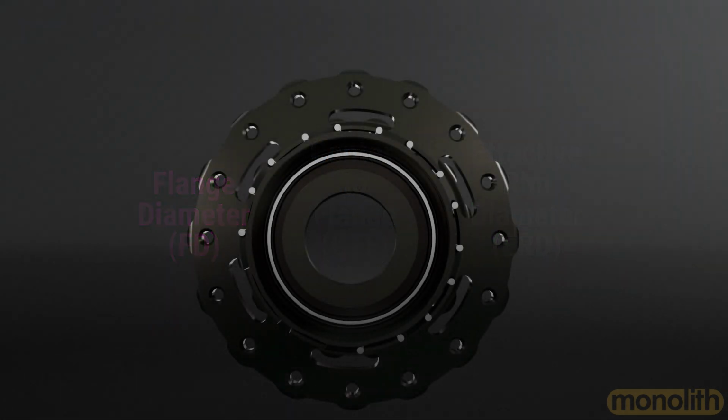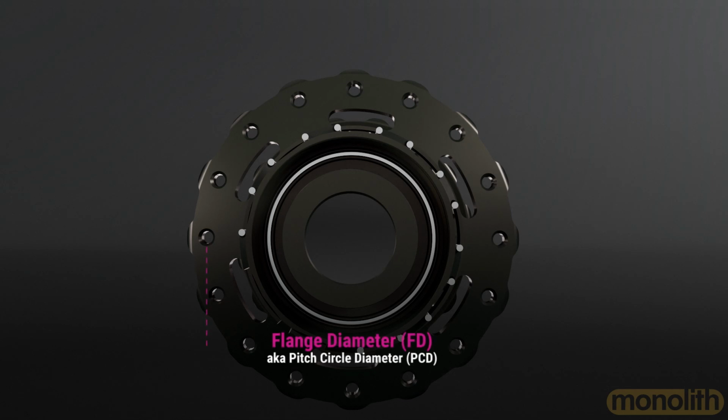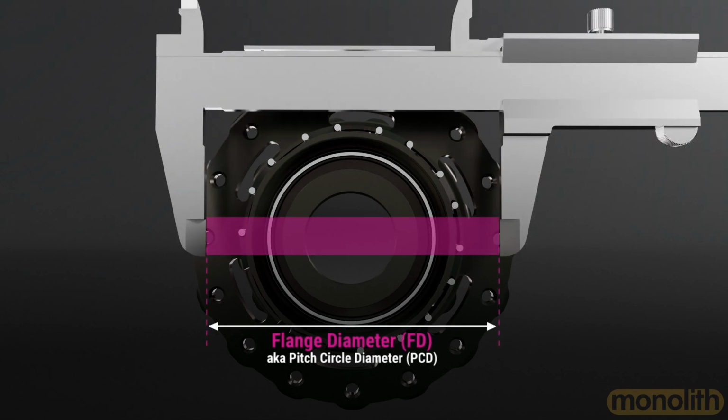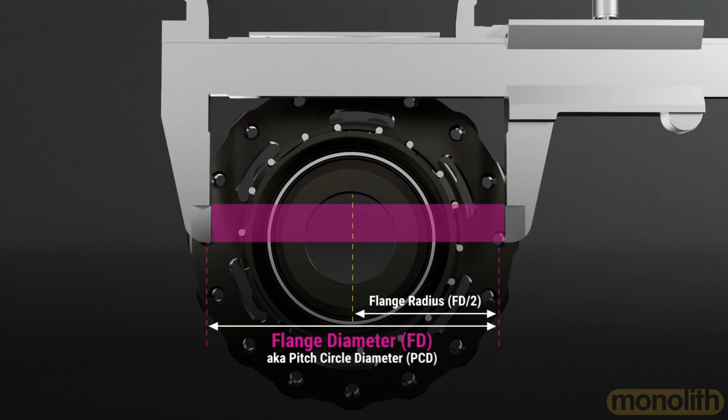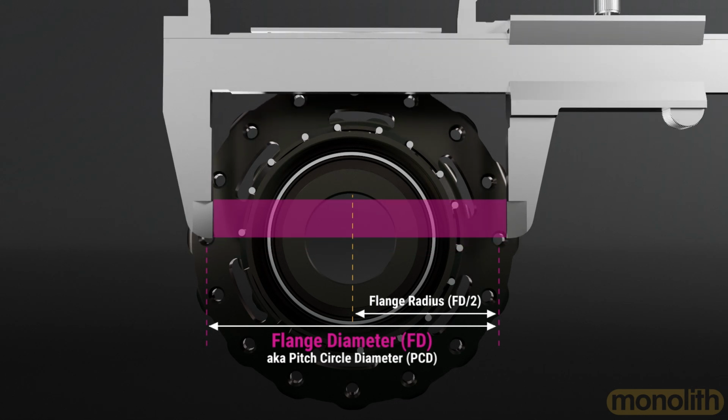The flange diameter is measured from the center of a hole to center of its opposite hole. Pro tip: align caliper jaws on the edges of these holes. Same distance, easier to measure.